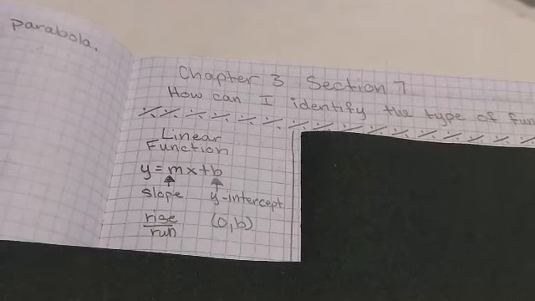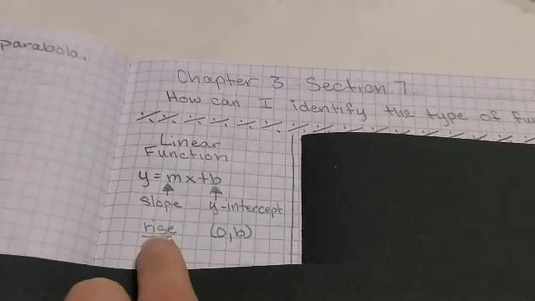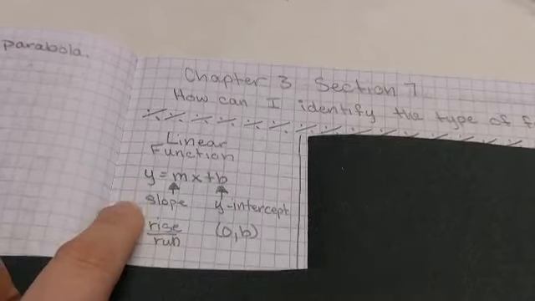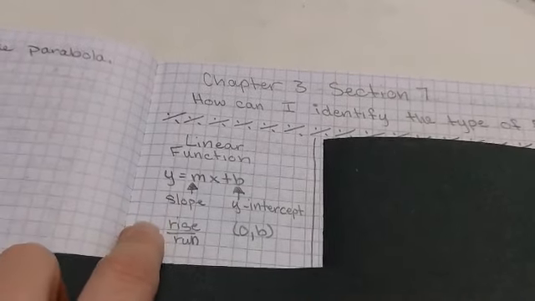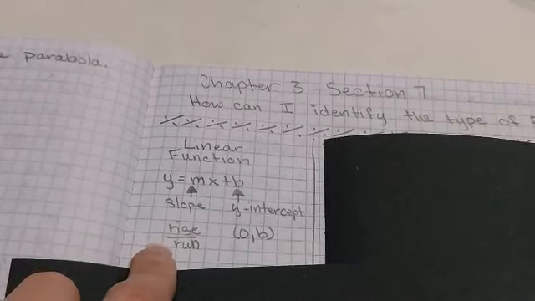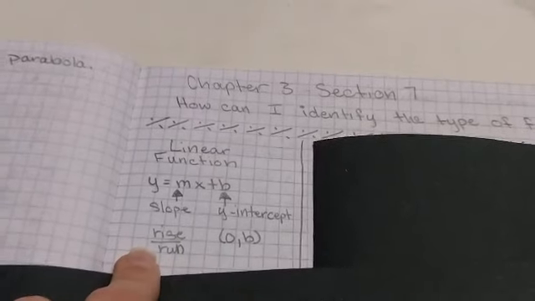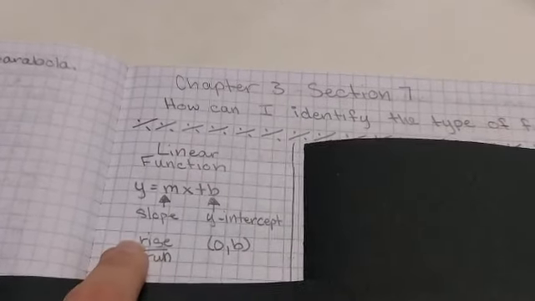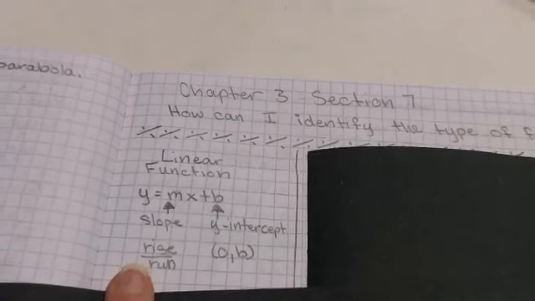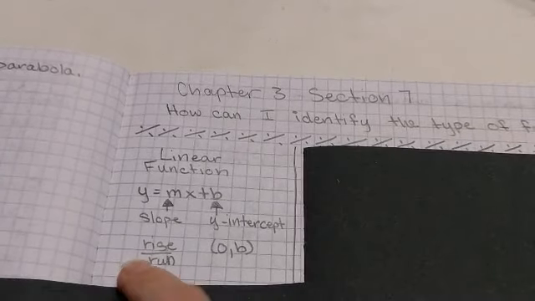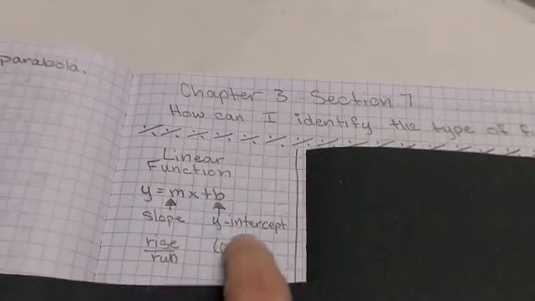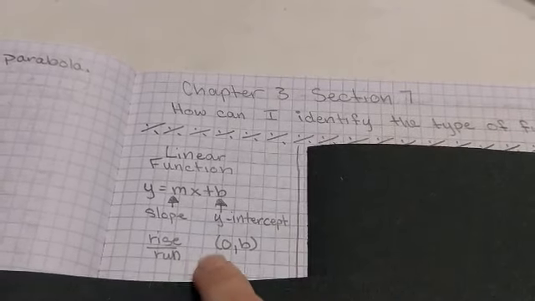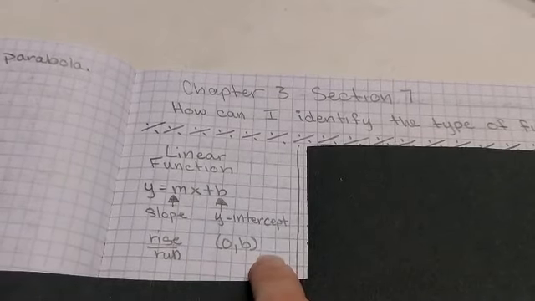So our linear function is the one that's y equals mx plus b. So remember when we're talking about our linear function that m stands for slope, which is our rise over our run. So rise is going up and down, run is going left and right. Then we have b. B is our y-intercept, and it's always located at (0, b).